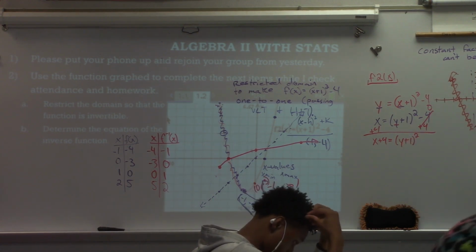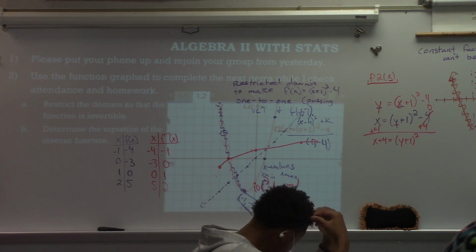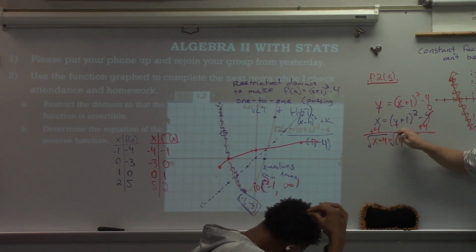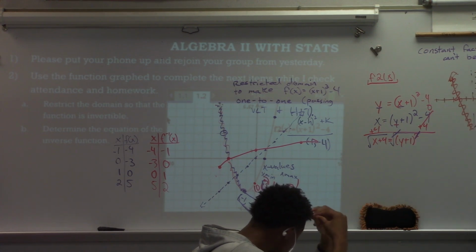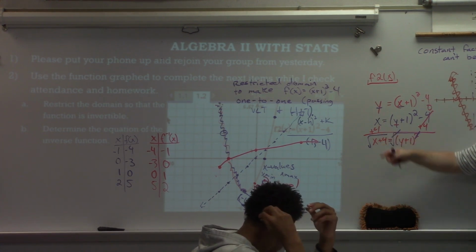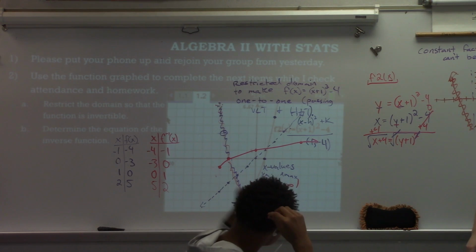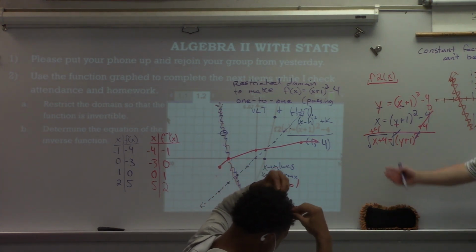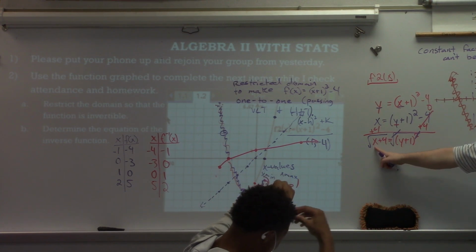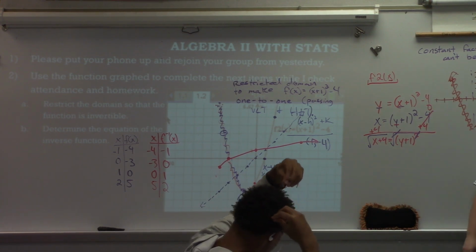Now what could I do? Square root, right? The last operation is a square, so I need a square root. Those are inverses, so they cancel. So what's on the left-hand side of the equation? It's not a number. It's a variable. No, it's the square root of x plus 4.